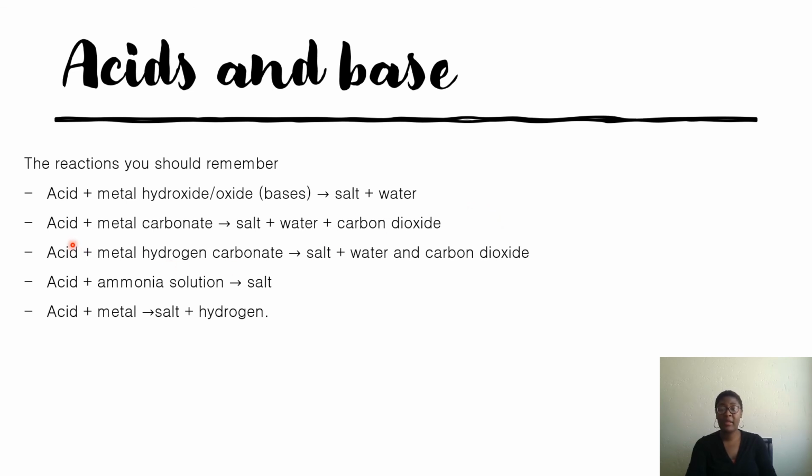Now, if you have an acid reacting with a carbonate, either metal carbonate or metal hydrogen carbonate, you will have salt, water and carbon dioxide. That's the only thing that changes between your normal acid-base reaction and your carbonate ones. If you have an acid reacting with ammonia, you will form a salt, and an acid reacting with just a metal, you will form a salt and hydrogen gas. You have to remember these.